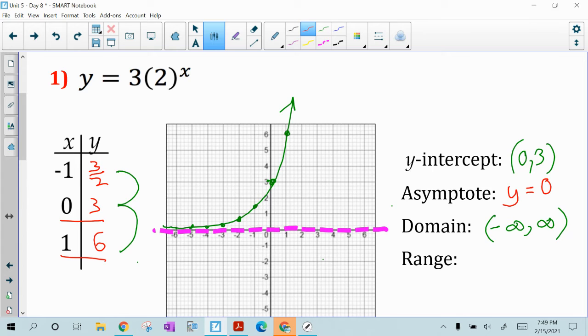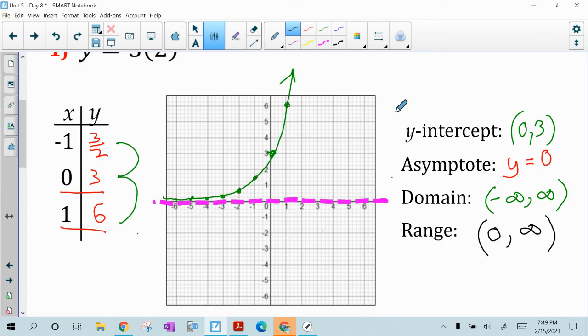And finally, I'm going to take a look at my range on this, and I'm going to say, well, what do my values of y go from and to? Well, they go from 0 up to infinity, but notice, again, it never quite gets to 0, so I'm going to use the parenthesis here, just like that. Okay, give people a couple seconds. You can stop this video to try and get caught up.